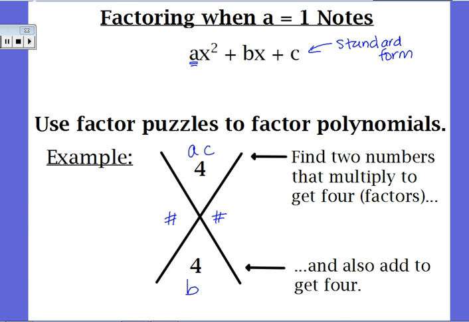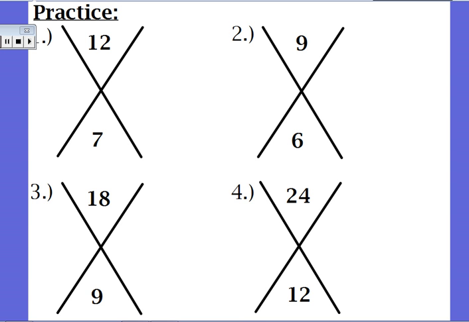Let's do a few practice problems. Let's look at 12. We want to write all of the factors of 12. I always start with 1 and do 12 divided by 1, then 2, same thing, and just keep going until you hit a number that's already in your list. So our factors are 1 and 12, 2 and 6, 3 and 4. The ones that add together to get my sum of 7 are 3 and 4. So I'm going to put 4 and 3. Go ahead and try 2, 3, and 4.